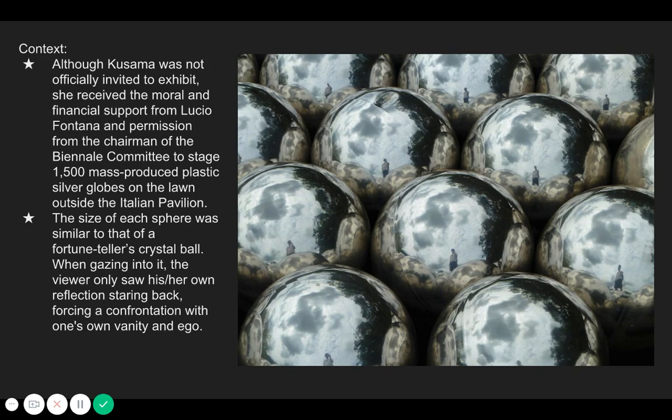So the size of each sphere was similar to that of a fortune teller's crystal ball. And that was a bit of her inspiration there. So when you gaze into the ball, the viewer, because of its shape, you could only see your own reflection staring back. And what that did is it was a forced confrontation with one's own vanity and ego. And so this is hence the title, The Narcissist's Garden. Narcissism is about being obsessed and hyper-focused on yourself. And so this was a confrontation of that.